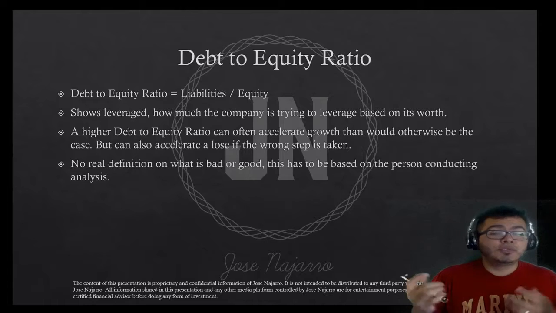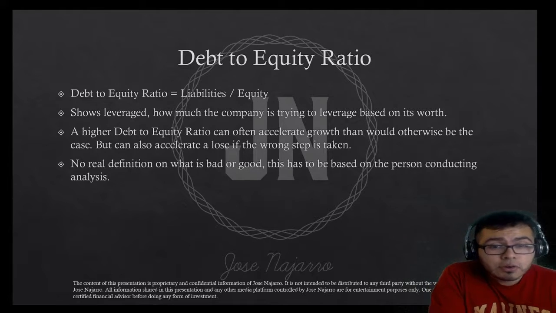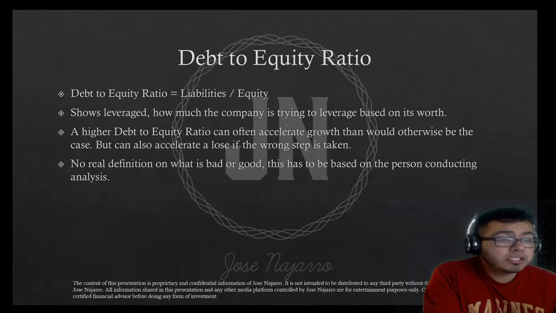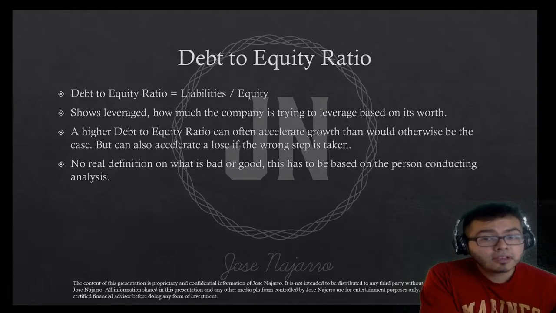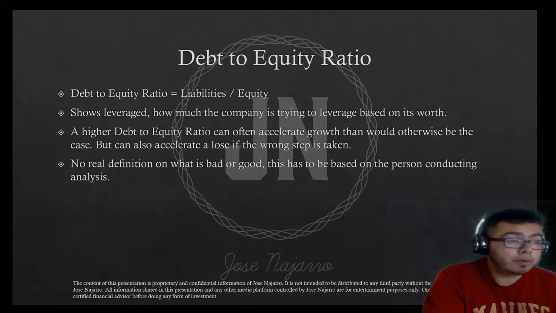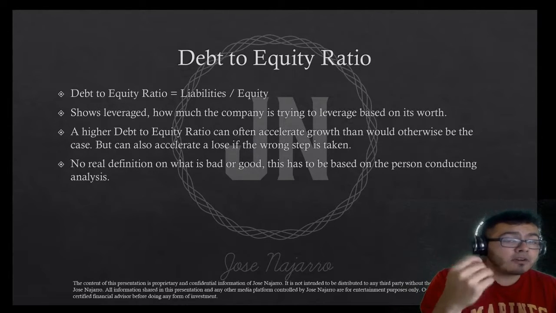Next, we have debt to equity ratio. Debt to equity ratio is liabilities divided by equity. So liabilities, like I mentioned, is all the debt a company owes. But equity is not exactly assets. Equity is shareholder equity, the value of a shareholder.